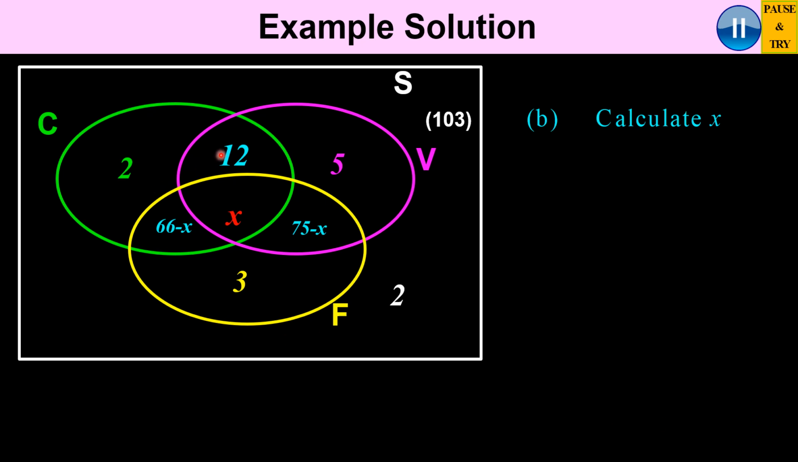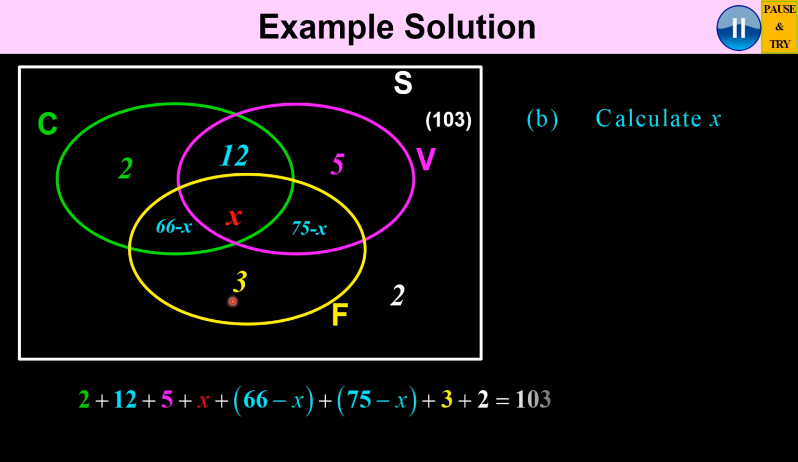So 2 plus 12 plus 5 plus 6 minus X plus 75 minus X plus 3 plus 2 should be equal to 103. So I set up that equation, and this should be quite an easy linear equation to solve. And solving that, we end up with X equal to 62. So once we have that, we can say 66 minus 62 and 75 minus 62. That will make it possible.